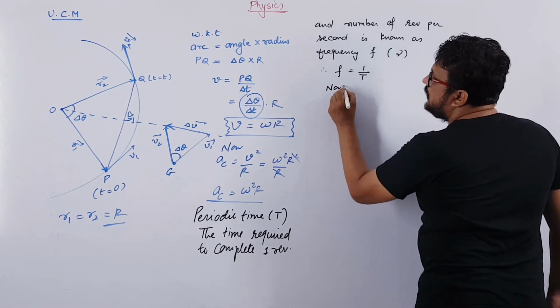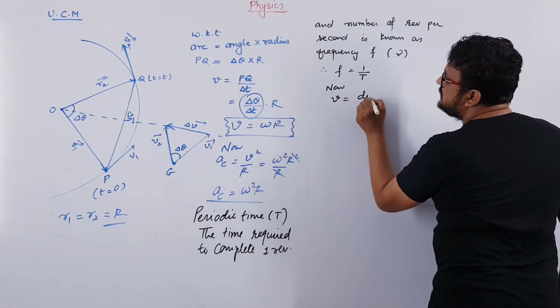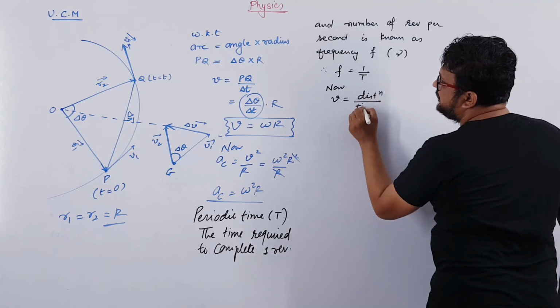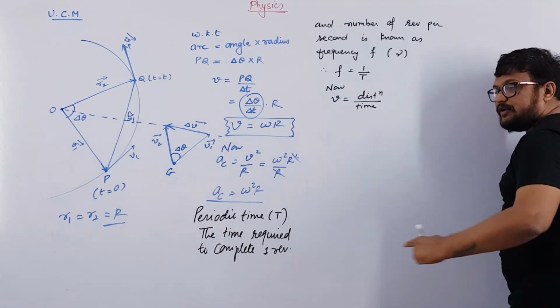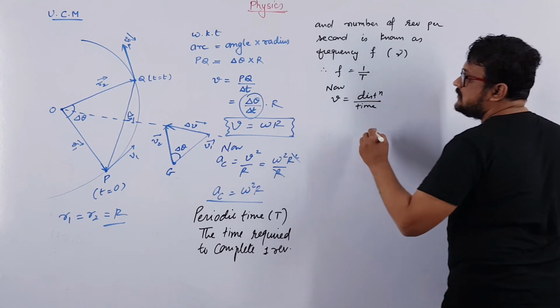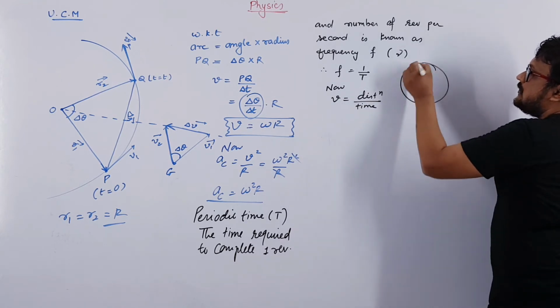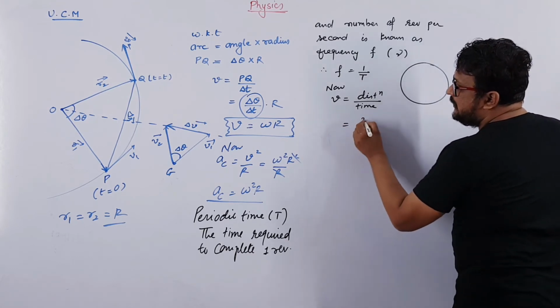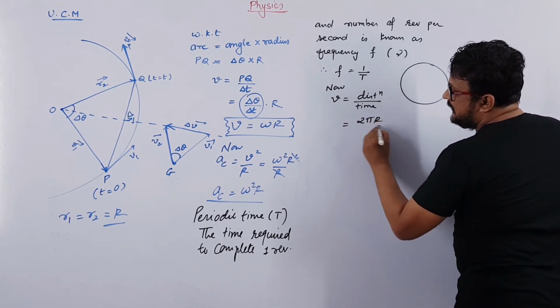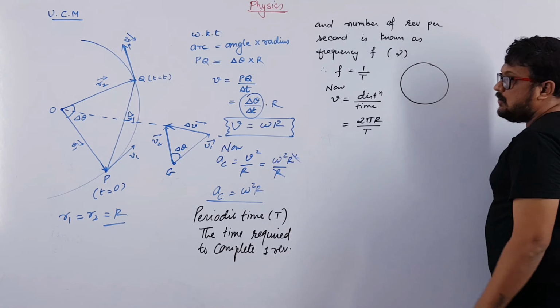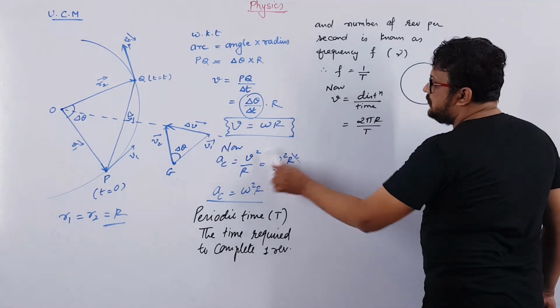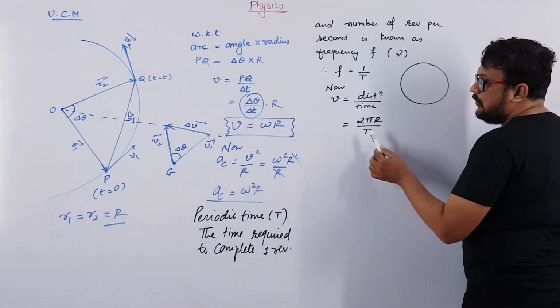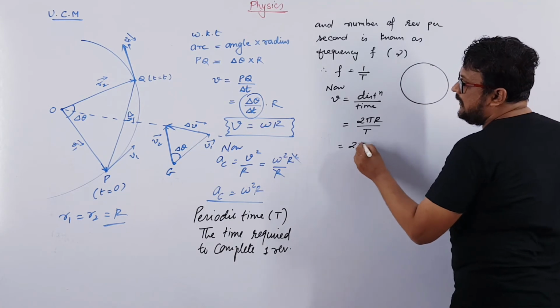Now we know that speed is equal to distance over time taken. So for one complete rotation along the circular path, the distance will be circumference. So here it will be 2 pi r and time taken is T. Right, so you can use v is equal to 2 pi r upon T, and 1 upon T is f also, so you can write 2 pi r f.